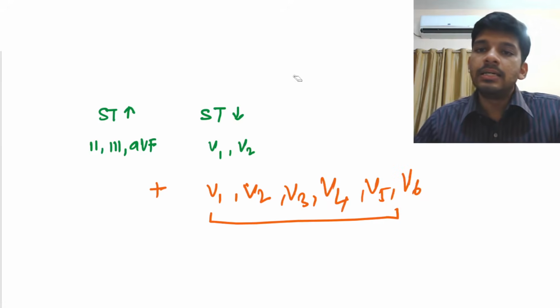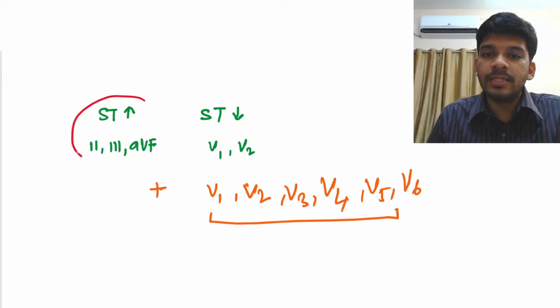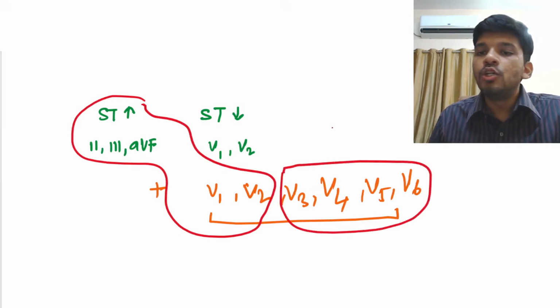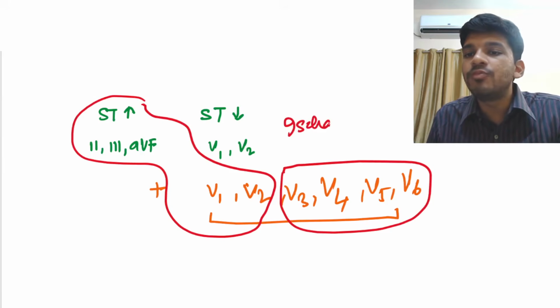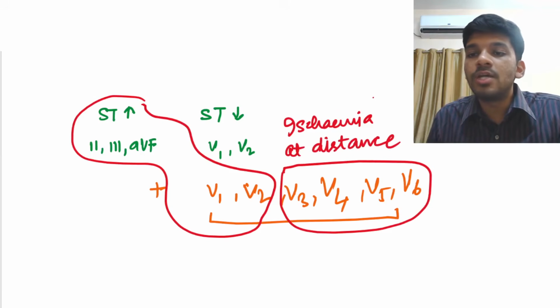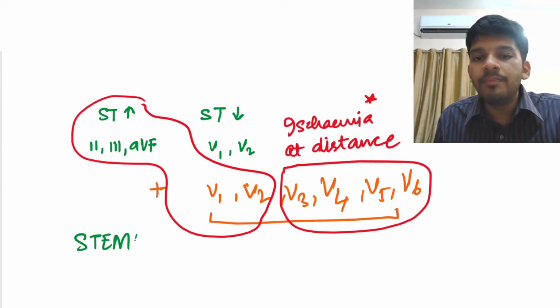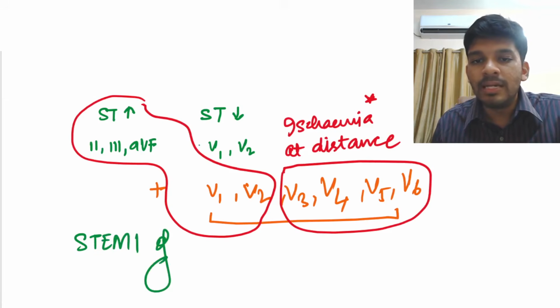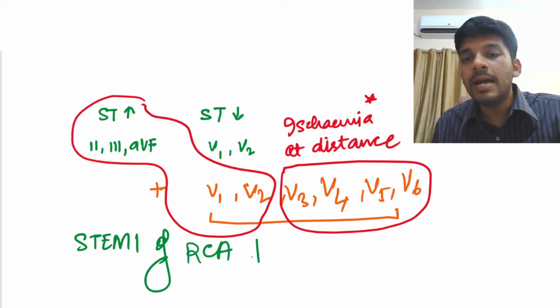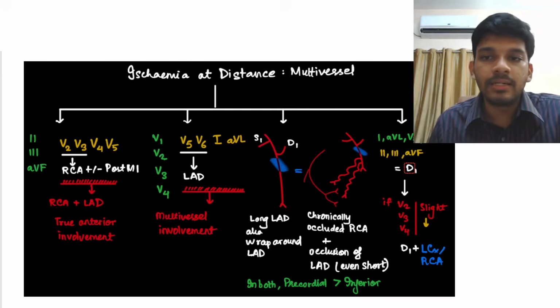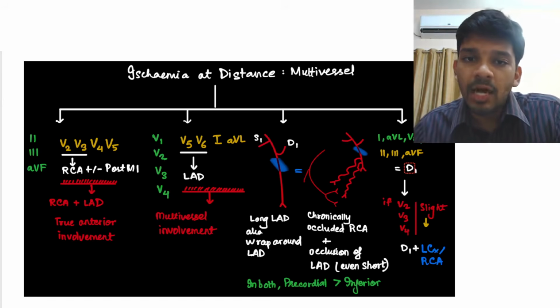This means that there is an occlusion of one artery which is represented by this, but these additional ST depressions represent true ongoing ischemia at a distance from the infarct area. So this represents multi-vessel disease. So this is the concept of ischemia at a distance. How I like to think of it is that there is an ST elevation MI of, let's say, the inferior leads. So let's say it is an ST elevation MI of the right coronary artery plus an NSTEMI of something else. So it is a STEMI plus a non-STEMI. That is the concept of ischemia at a distance. So it indicates a multi-vessel occlusion.